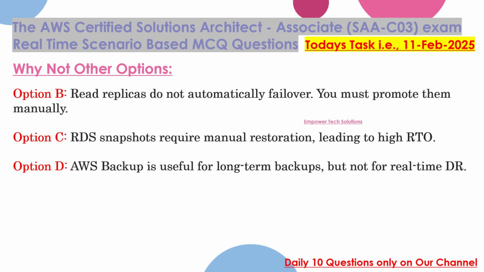Why not other options? Option B: read replicas do not automatically failover. You must promote them manually. Option C: RDS snapshots require manual restoration, leading to high RTO. Option D: AWS Backup is useful for long-term backups, but not for real-time recovery.